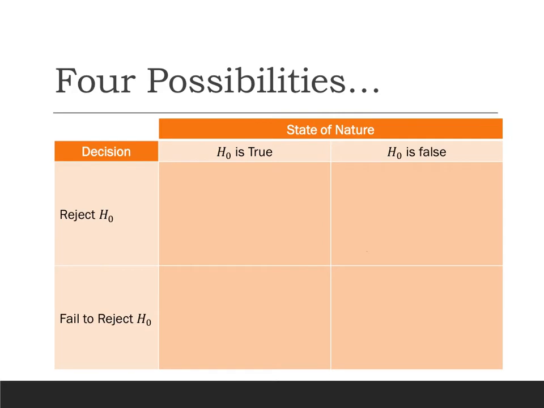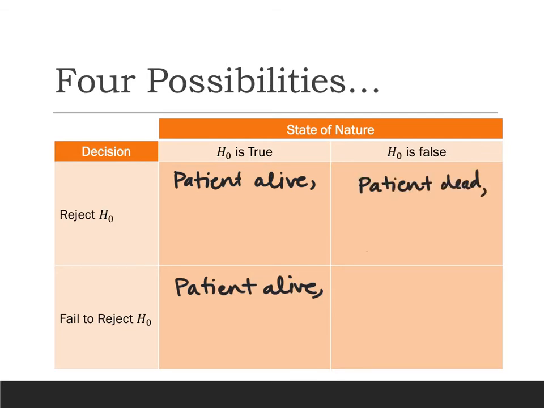All right, so this leaves us with four possibilities. We can reject the null hypothesis or fail to reject it, but in both cases, the null hypothesis could be true or the null hypothesis could be false. So what do these look like? Let's start with our states of nature. If the null hypothesis is true, what does that mean? That means that the patient is alive. Regardless of our decision, that's our state of nature. That is what is true. If the null hypothesis is false, then true to the nature of the person, that patient is dead.